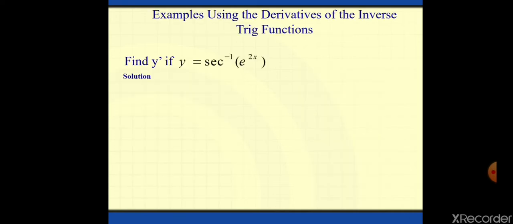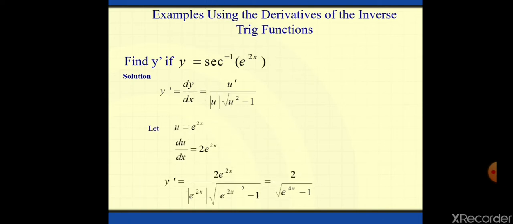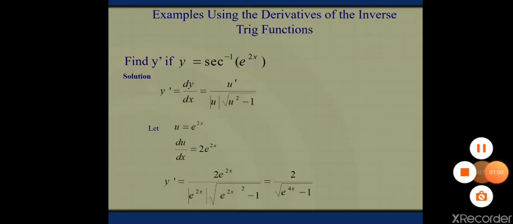For example, if you wanted to find y prime where y equals sec inverse e to the power 2x, you have to remember this rule where u here is e to the power 2x. If you apply this rule directly, you can find that y prime equals u prime, which is the derivative of e to the power 2x. So the derivative of e to the power 2x is 2 e to the power 2x.